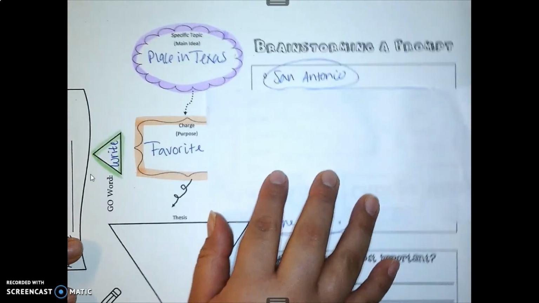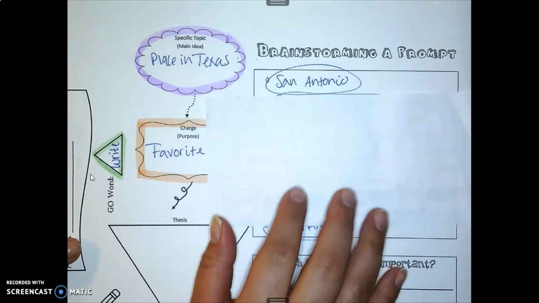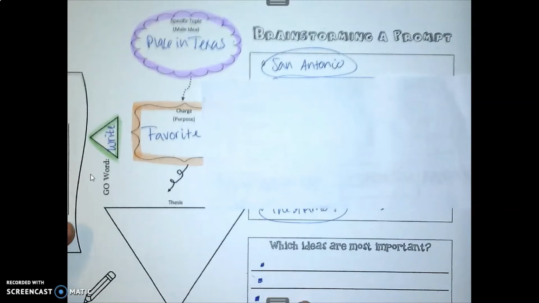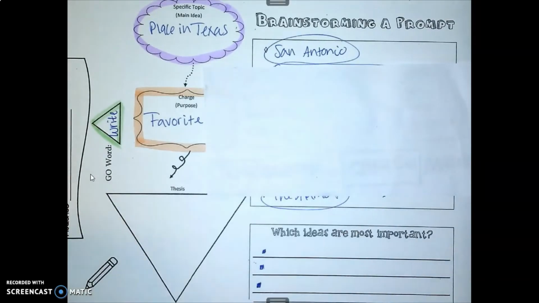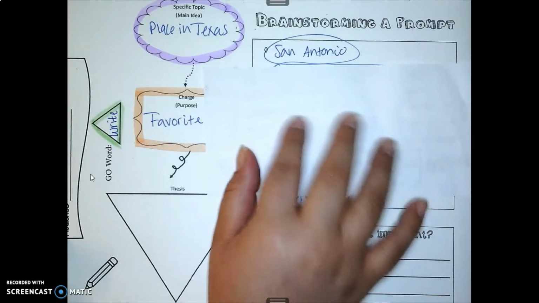The first thing I wrote down was San Antonio, because I really love this city. There's so much to do there. There's so many places that you can have a good time. There's parks. There are amusement parks like Fiesta Texas. And there's just a lot of things that you can do there.